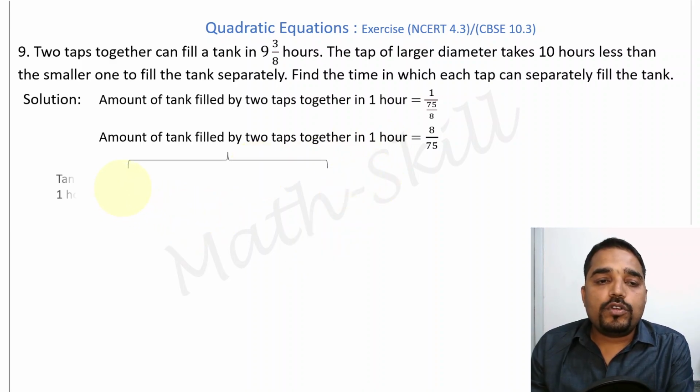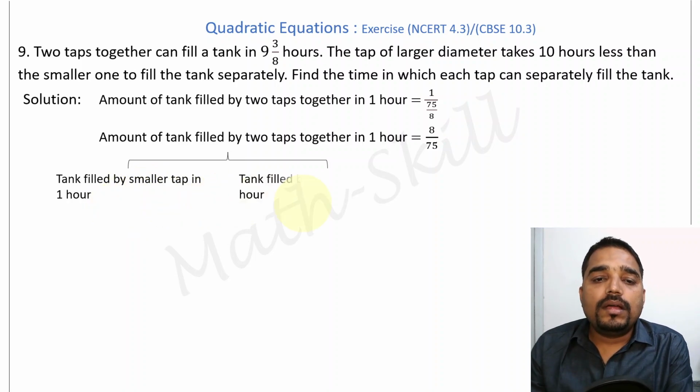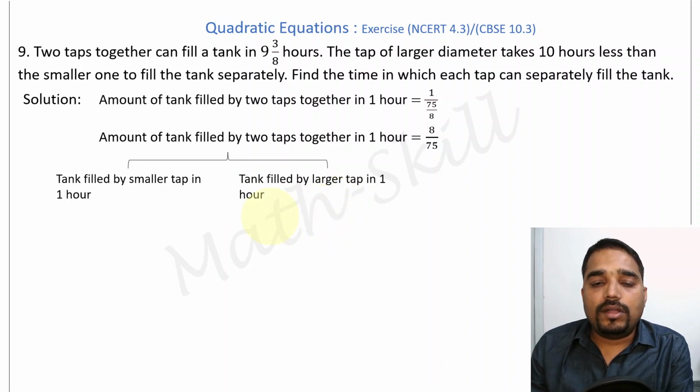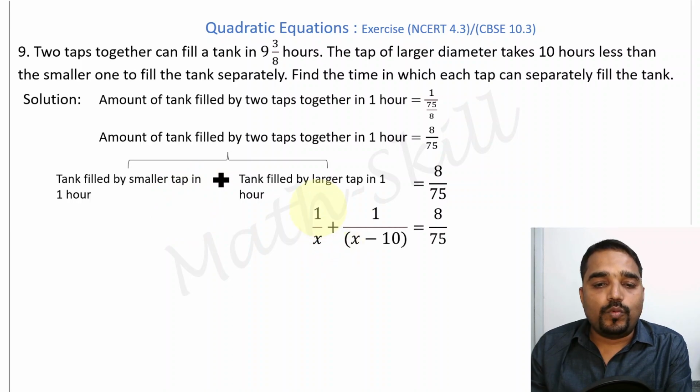That is, the amount of the tank filled by the smaller tap in 1 hour and the amount filled by the larger diameter tap in 1 hour, both put together, would be equal to 8 divided by 75. Also, we have found the tank filled by the smaller tap in 1 hour as 1 by x just now, plus similarly the larger tap is 1 divided by x minus 10, is equal to 8 divided by 75. Since we have in the LHS two fractions, that is p by q form, in which the denominators have variables.